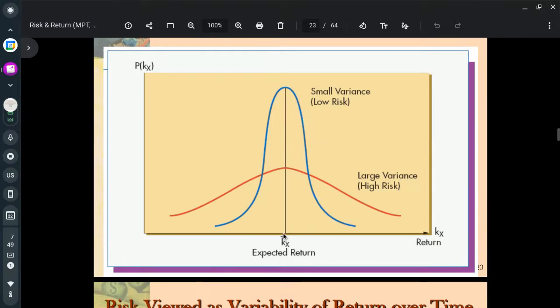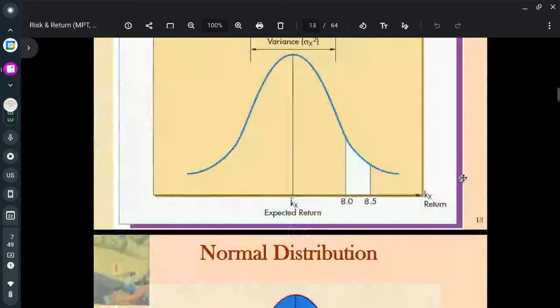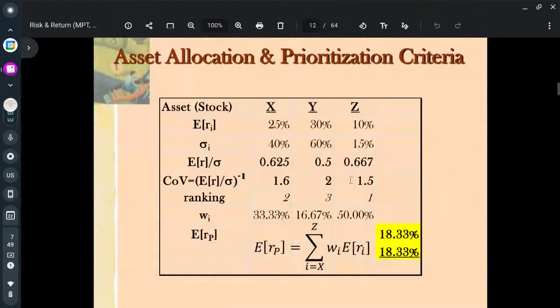Why? Divide, mean variance ratio, return risk ratio. You divide the expected return by the standard deviation. Obviously, blue stock wins out, right? The same mean divided by bigger standard deviation will come out as a smaller number. So obviously, in other words, the blue stock is like this one, right? The red stock is like this one. Okay.